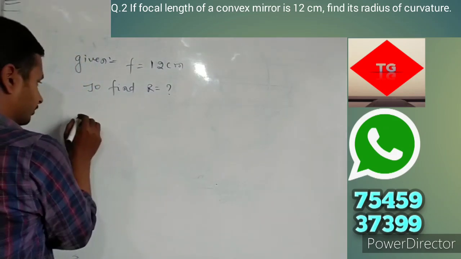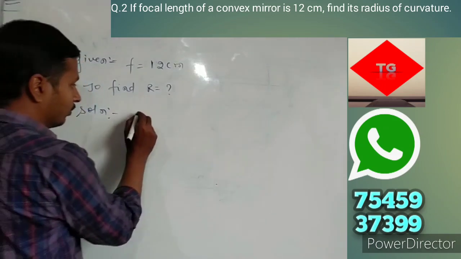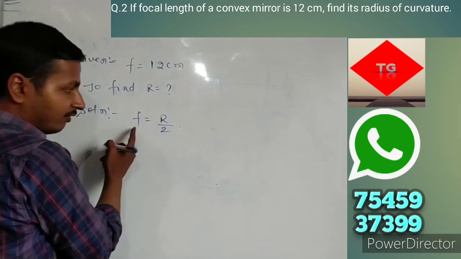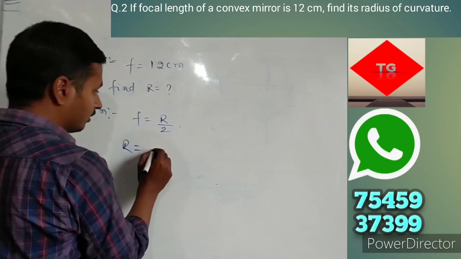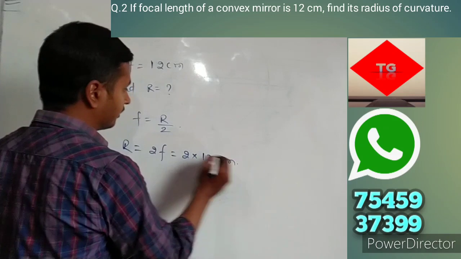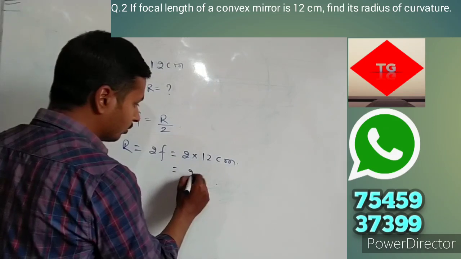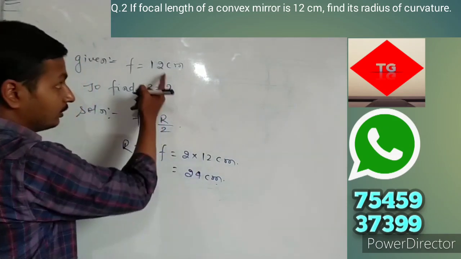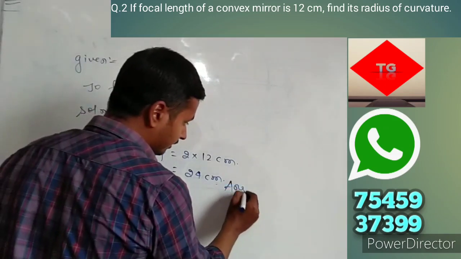And the solution is, you already know, focal length is half of radius. If you put the value of f, then you will be able to get the value of r. Here r is twice f, and f is 12 centimeter. After multiplying this you will get 24 centimeter, the value of the radius. The unit is very important, I have already told. Then this is the complete answer.